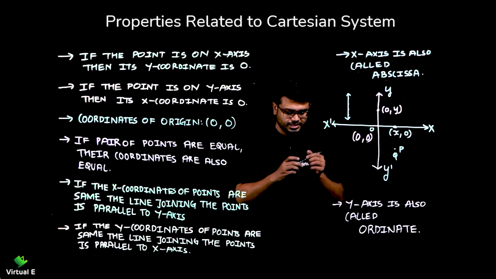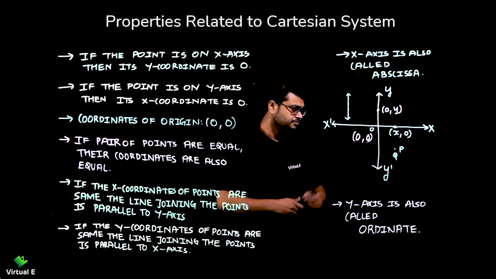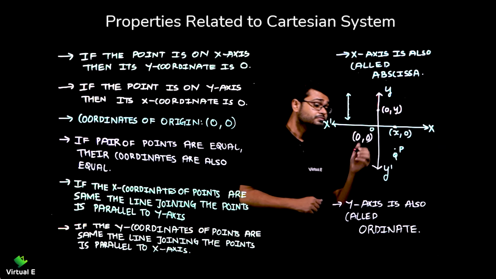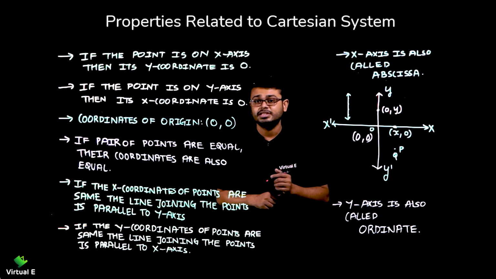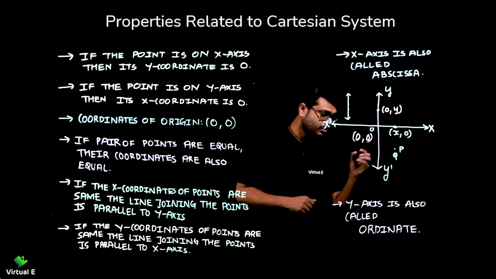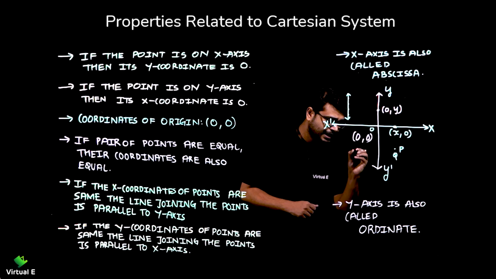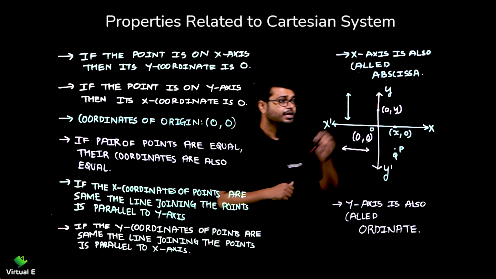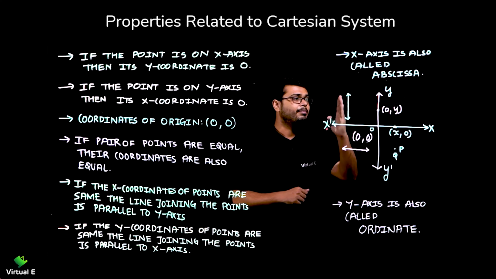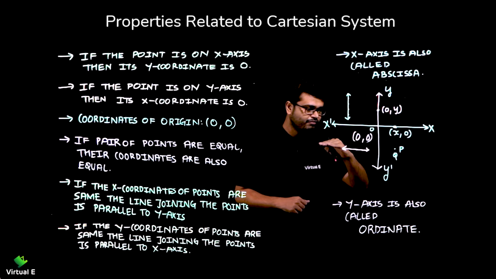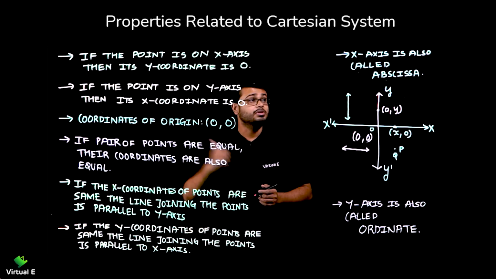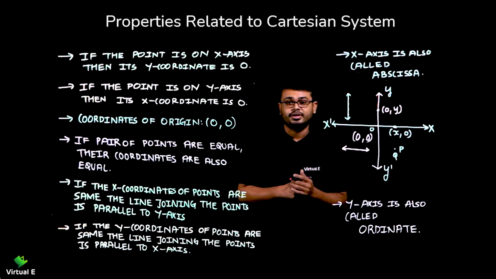Similarly, if you have many points whose y-coordinate is equal, in that case what will you get? That line will be parallel to which axis? Opposite of it, that is the x-axis. If x-coordinates are equal, the line is parallel to the y-axis. If y-coordinates are equal, it is parallel to the x-axis. These were those points.